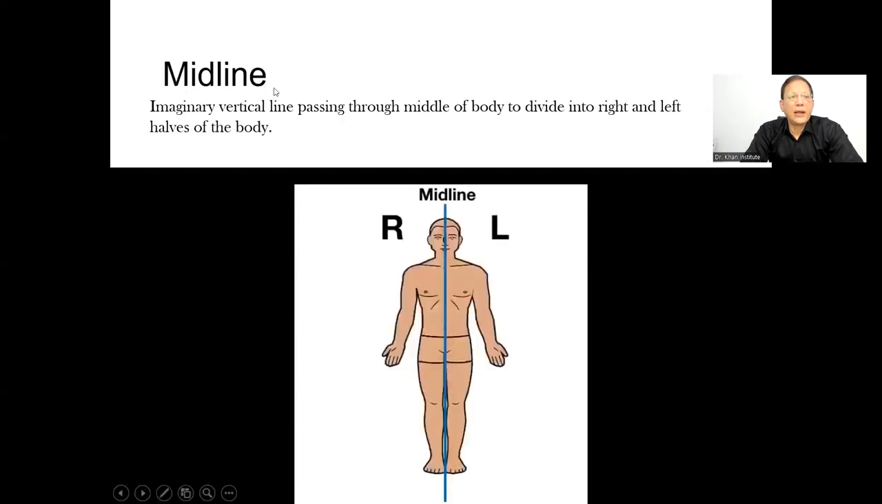So what is midline? Midline is the imaginary vertical line which is passing right through the middle of the body in order to divide the two halves of the body, that is into the right half and the left half.